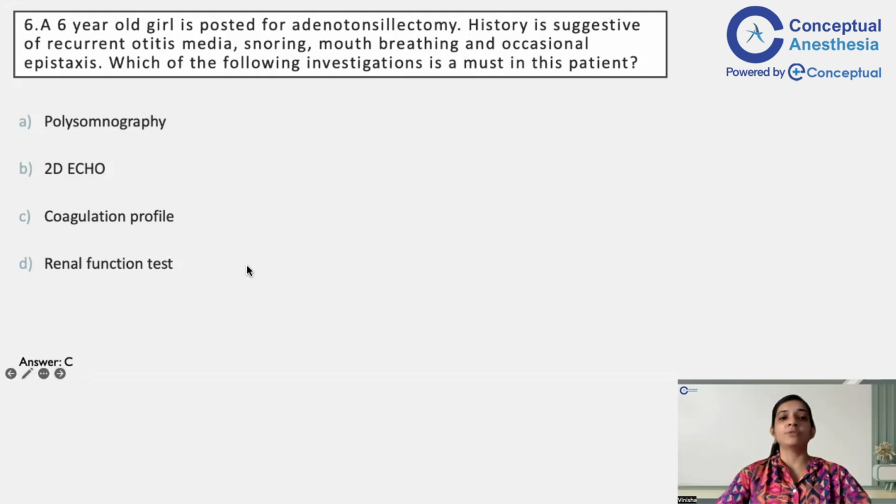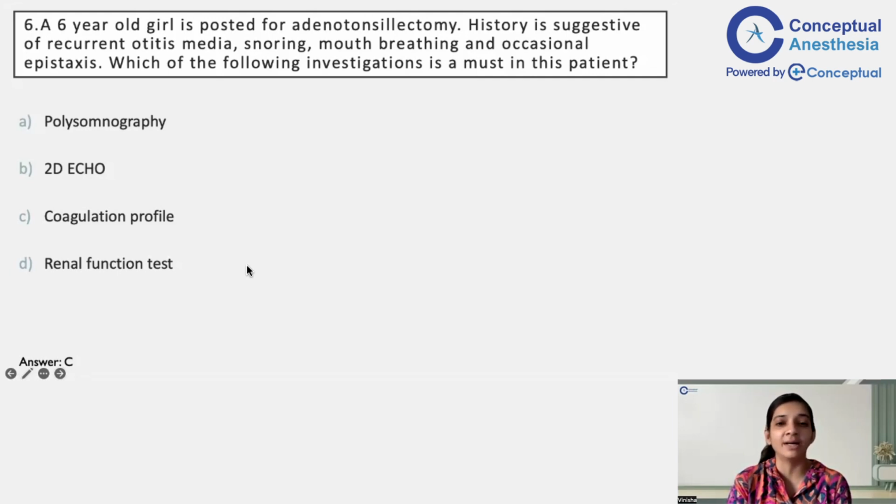So, polysomnography is helpful in OSA patients, especially if they have hypertrophied adenoids, but it's not routinely done for diagnosis. You can also do a nocturnal pulse oximetry, which will give you the respiratory status. Now, you can see the patient is giving a history of occasional epistaxis. So, whenever any patient has a history of epistaxis, easy bruising, or bleeding gums, then it points to an abnormality in coagulation. So, you have to do a coagulation profile in these cases.